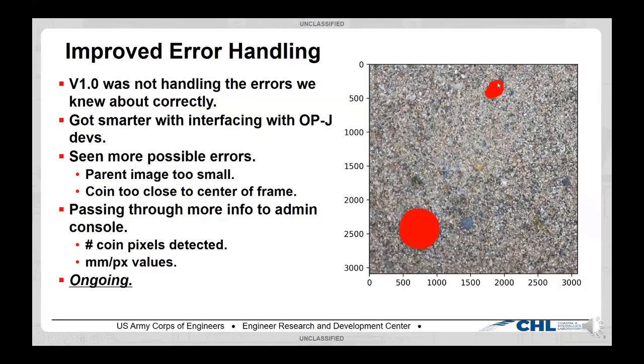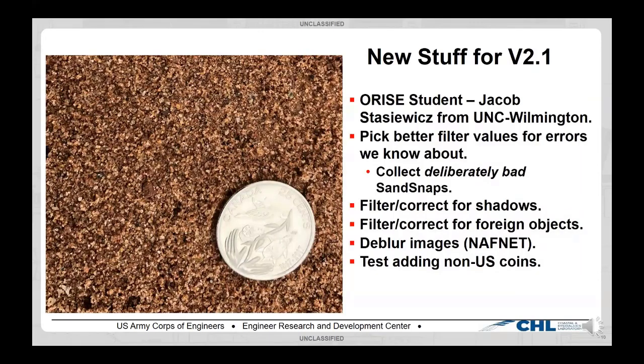However, it's also equally sure that this rock right here happens to also be a coin. So it's throwing off our diameters for this particular image, and that's why this particular image failed. So we're just working through it. New stuff for version 2.1.